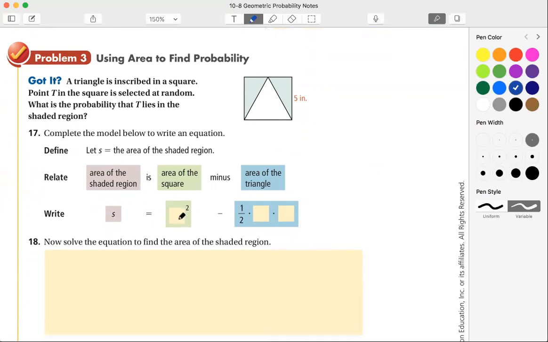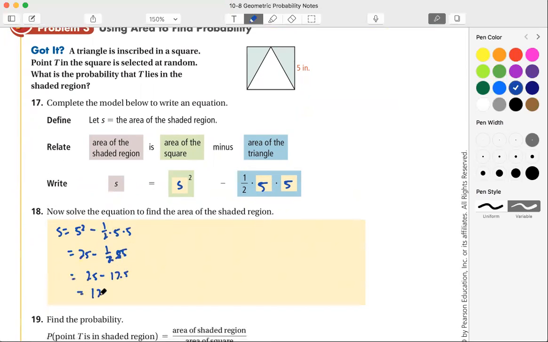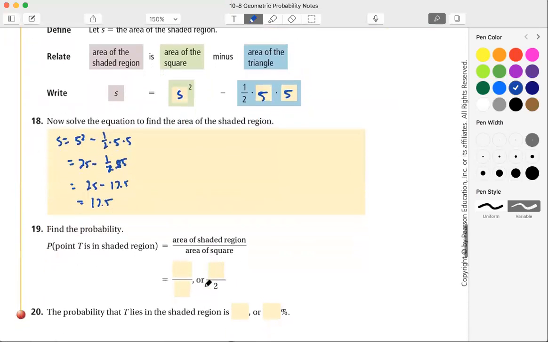The area of the square is S squared minus the area of the triangle, which is 1/2 times 5 times 5. So we have S equals 5 squared minus 1/2 times 5 times 5, which is 25 minus 1/2 of 25, which is 25 minus 12.5, which equals 12.5. So the probability is 12.5 divided by 25, or 1/2. The probability that T lies in the shaded region is 1/2, or 50%.